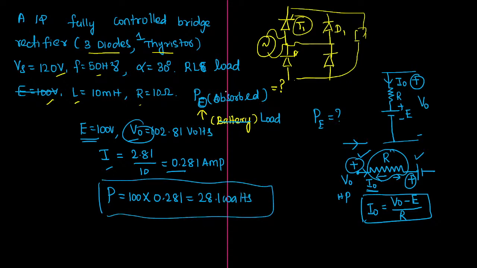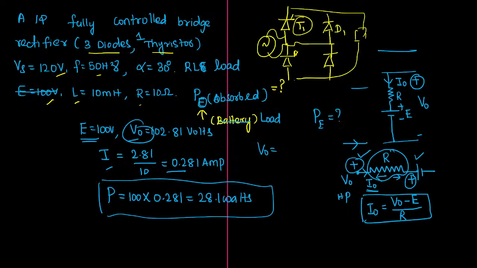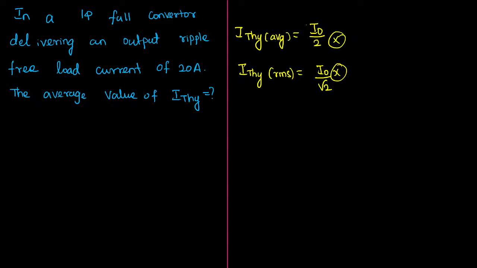So in this problem, we understood first of all, if RL is given, then how to draw the waveform. If RE is given, I had given it as a homework. Anyway, I had given all the concepts, how to draw it. So basically, whenever they are giving a full bridge rectifier with the 3 diodes and 1 thyristor, directly you can write the V naught average formula as what? 2 Vm by pi into 3 plus cos alpha. So by writing this formula, you can directly, sorry, Vm by 2 pi.